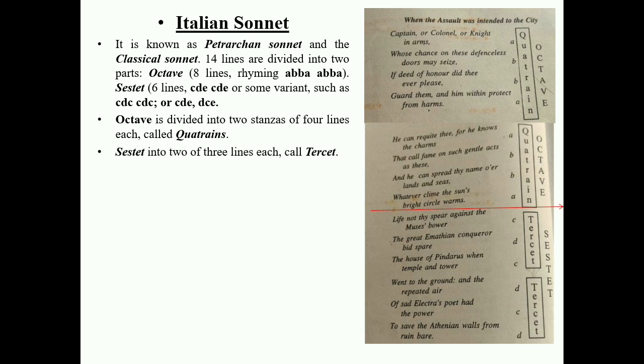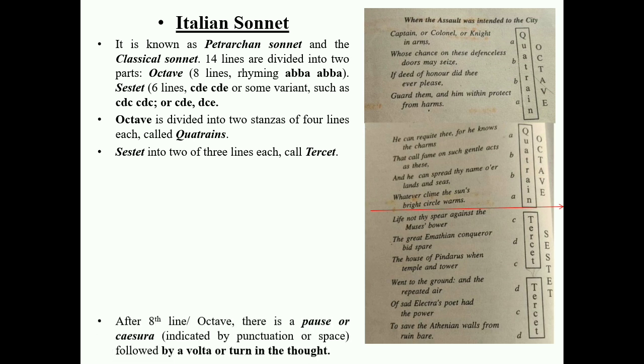And the other part is the sestet. It is also divided into 2 parts of 3 lines each. And this 3-line part is called a tercet. So how many tercets do we have here? We have 2 tercets. Right? You can see it in the picture.